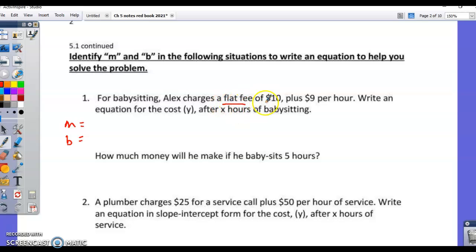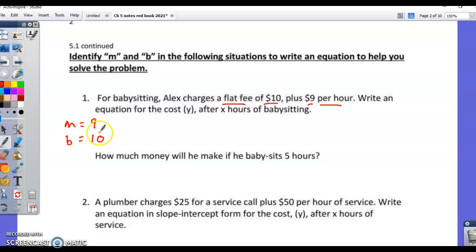If something charges a flat fee of $10, that's just non-negotiable. "Hey, I'm $10 just for me to show up." So that is going to be your starting point, $10. Now your rate of change, your slope, is $9 per hour. Again, it's a rate. It's comparing two things usually. If you work 1 hour, you get $9. 2 hours, 18, and so on. So your m here would be 9.